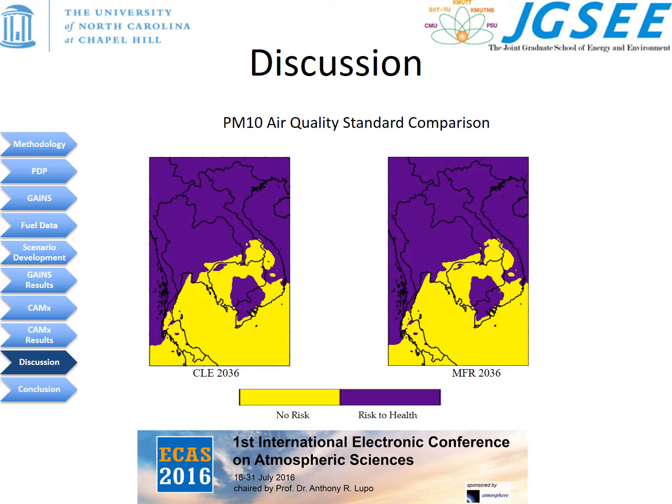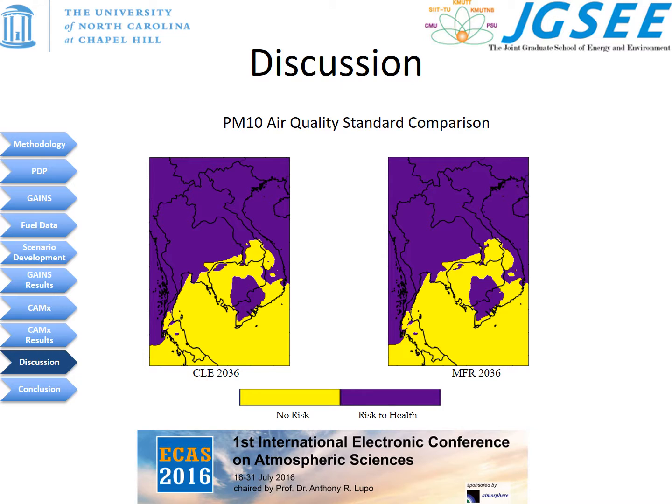Now, moving to particulate matter, these maps show areas of Thailand for both scenarios above the WHO monthly standard for PM10 concentrations. The sections shaded purple have unhealthy amounts of PM10 in the air, and you'll notice that there are some small differences, if any, between the images.